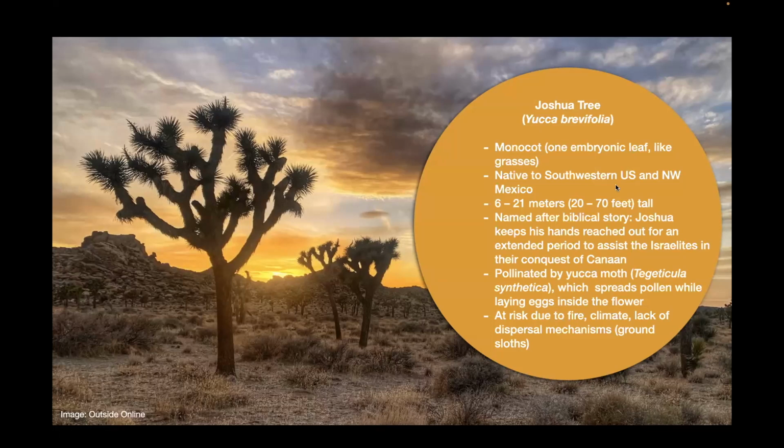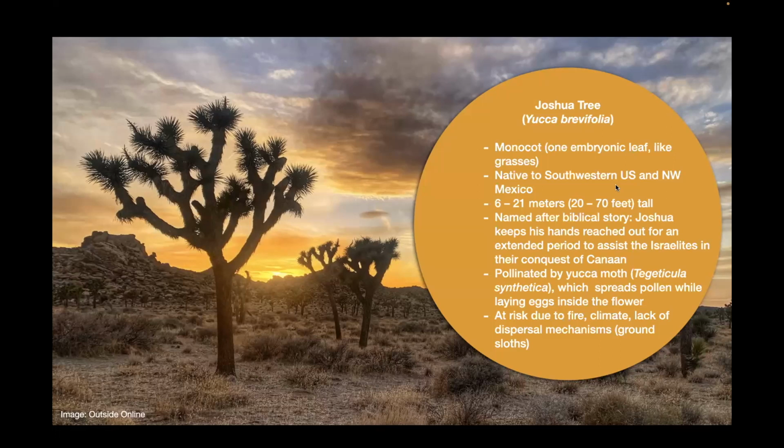I like the naming story. It's named after the story in the Bible of Joshua, who kept his hands reaching out for an extended period to assist the Israelites in their conquest of Canaan. So I believe the lore is that it was the Mormons coming west who named this plant, although there's some other thoughts there, that's just one of the naming ideas. It is pollinated by a really cool moth called the yucca moth, which spreads the pollen while it goes into the flowers and lays its eggs.